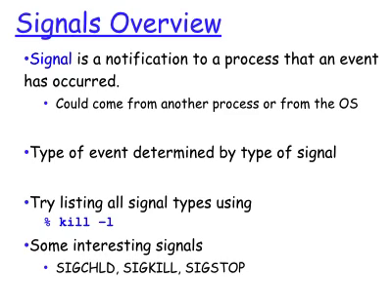Some signals are more commonly used than others. For example, SIGCHLD is delivered to a parent process when the child process dies. SIGKILL kills a process. SIGSTOP stops a process but doesn't kill it.